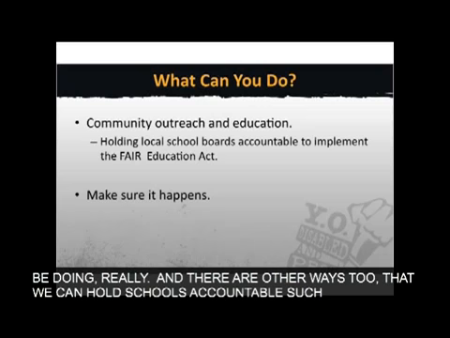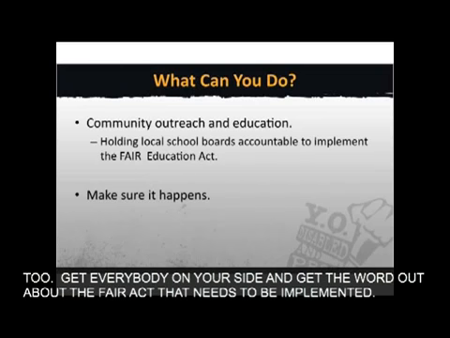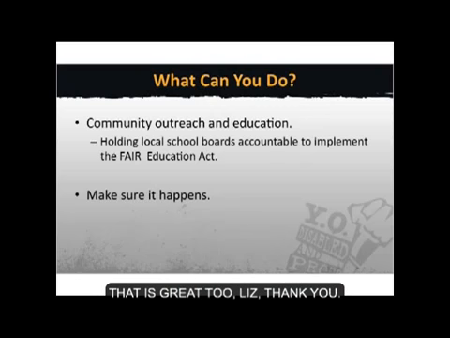And there are other ways, too, that we can hold schools accountable. Liz Pope added something, too: go in front of your local Disability Advisory Commission. That's definitely a great idea, too. Get everybody on your side, get the word out about the FAIR Act that needs to be implemented. So that's great too, Liz. Thank you.